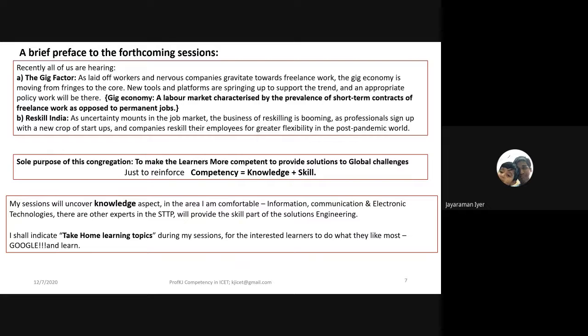Competency, according to me, is knowledge plus skill. Knowledge: I did RC coupled amplifier in 1963, 64, 65. Today also RC coupled amplifier, feedback amplifier is there. Those days we did it with the vacuum tube, then we moved over to bipolar transistor, then to junction FET, then to MOSFET, then to ICs, and then we moved over to simulation, modeling, etc., etc.